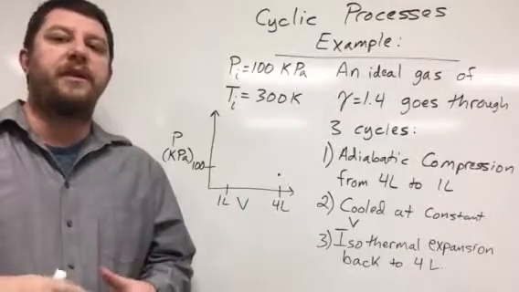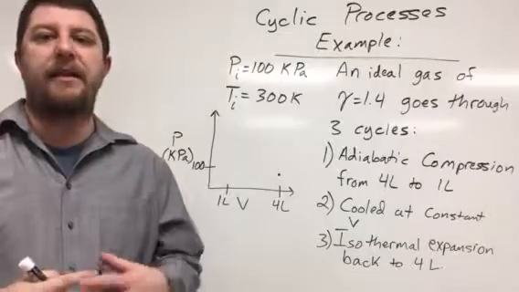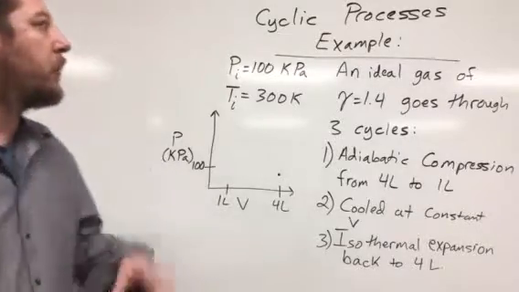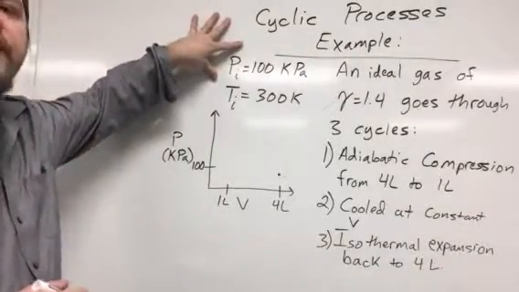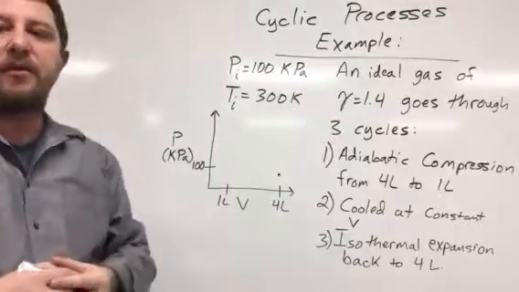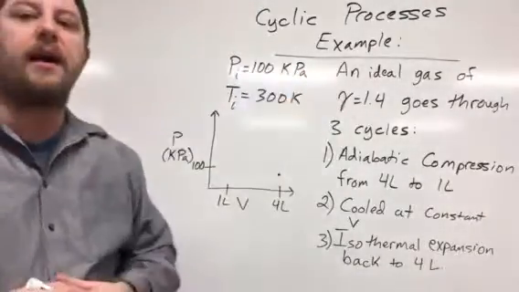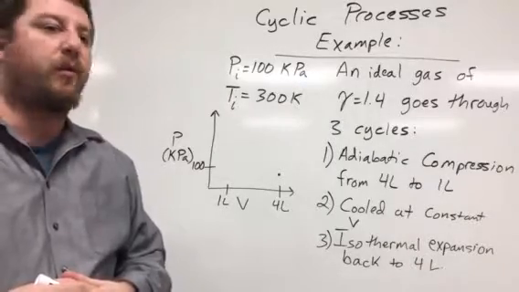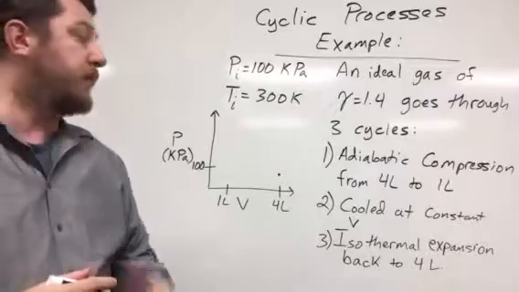What we want to do now is give you an example of how to calculate the net work done on a gas in a cyclic process. So here we have an example where our gas starts out at a pressure of 100 kilopascals and the initial temperature is 300 Kelvin, and the adiabatic constant for this gas is 1.4, and we're going to move it through 3 different cycles.